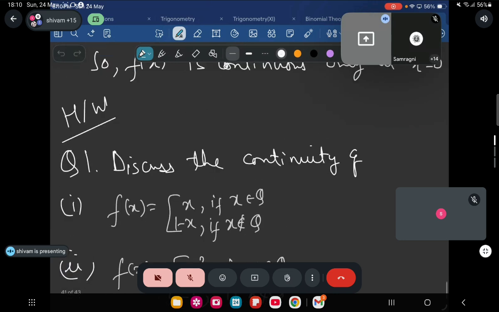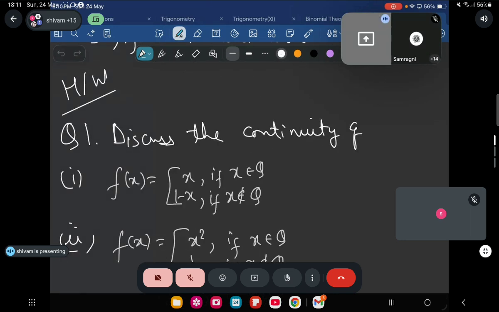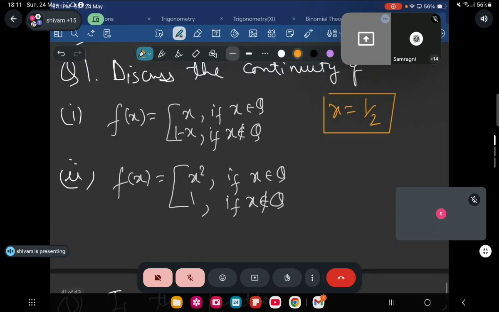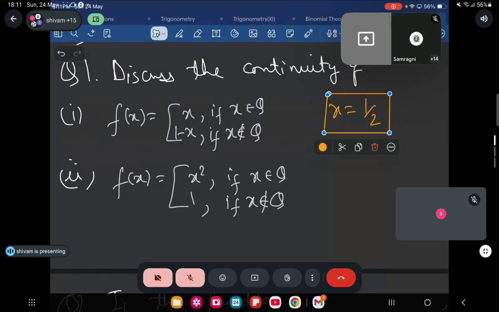So first one, discuss the continuity of f of x equal to x. Over here the f of x is continuous at x equal to half. Rest everywhere it is discontinuous. Anyone having any doubt? You can ask me now. In these kinds of questions, always equate both of them wherever they are equal, and you'll get the result.